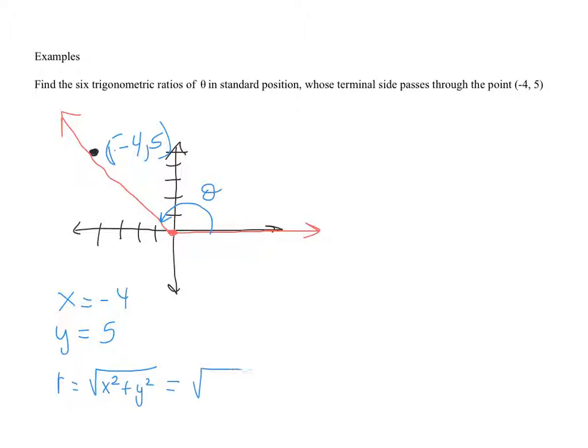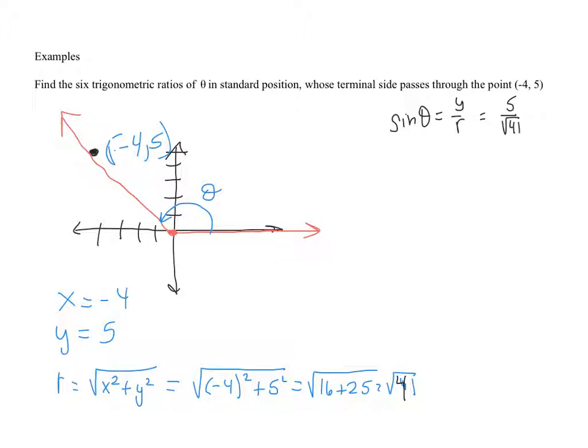So that would simply be the square root of negative 4 squared plus 5 squared, which is the square root of 16 plus 25, which is the square root of 41. So now we have x, y, and r. So the sine of any angle theta is y over r. So in this case, that would be 5 over the square root of 41.